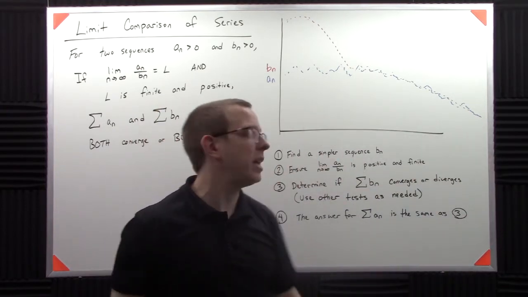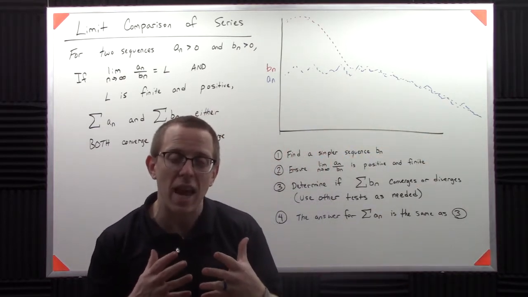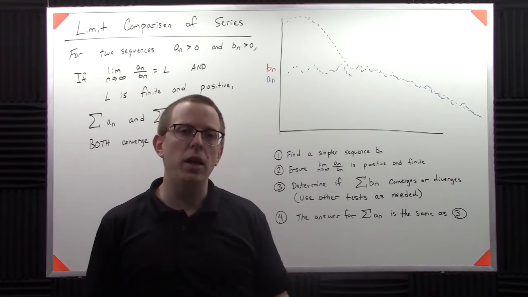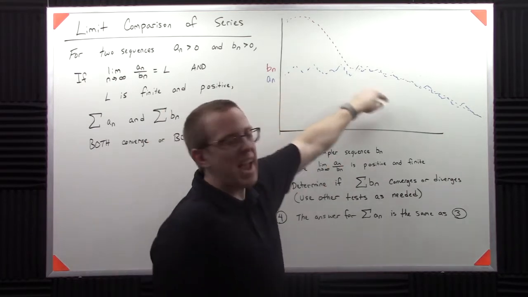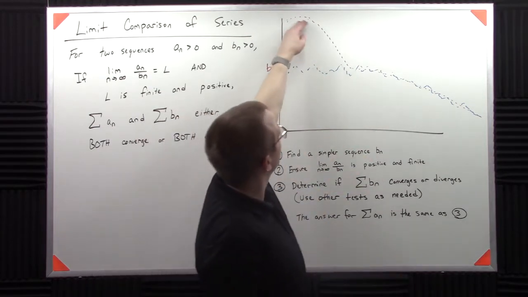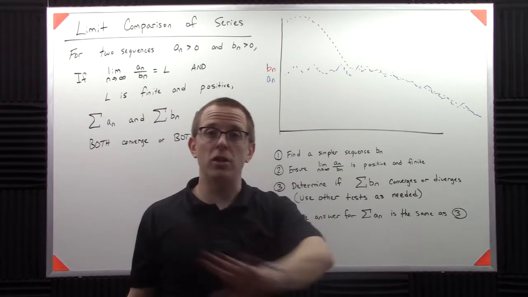What it's really saying is that, look, if these sequences become basically the same over time, then I don't have to evaluate the series for this nasty sequence. I can evaluate it for this nice clean sequence, because all we care about is the long-term behavior.